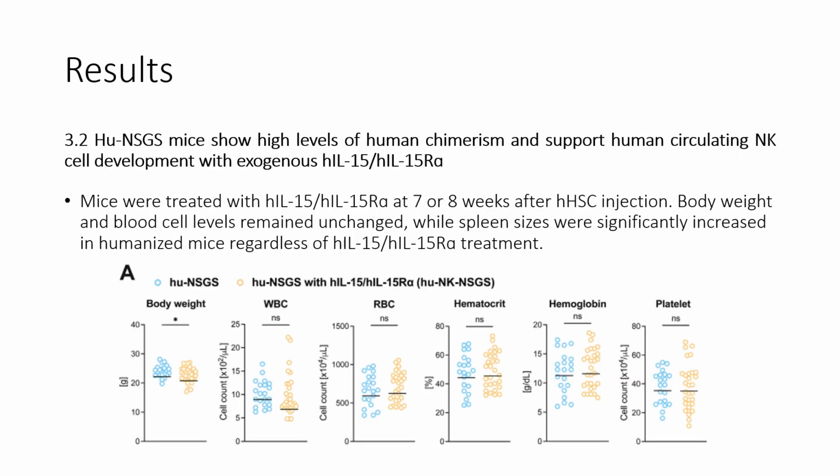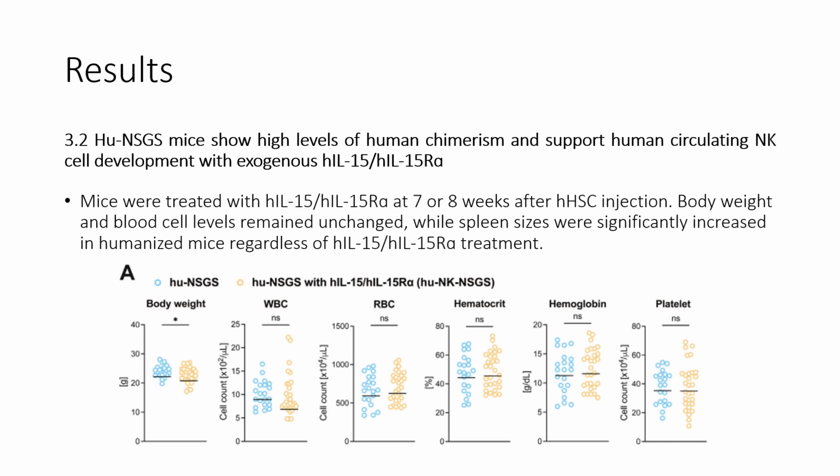In the results, human NSGS mice show high levels of human chimerism and support human circulating NK cell development with exogenous hIL-15, hIL-15R alpha.